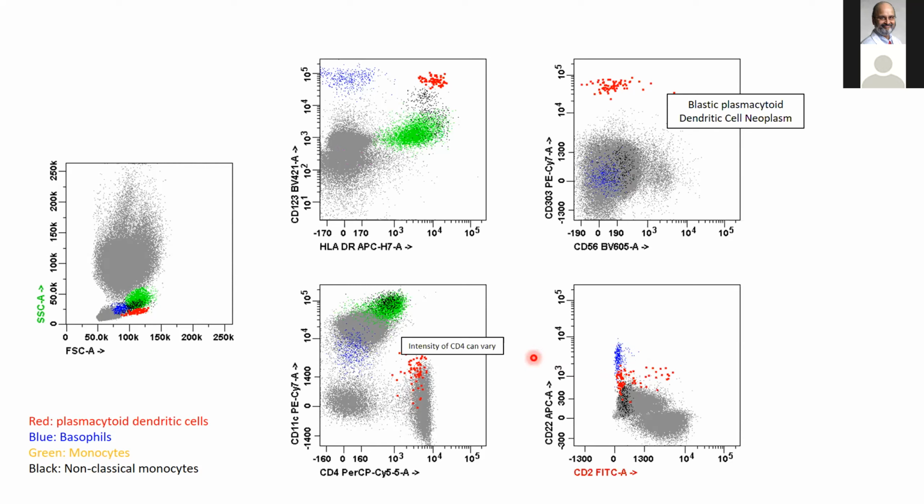Now, if you're looking at this, you might be saying, hey, wait a minute. I know that CD22 is a B-cell associated antigen. I see you've got the basophils painted blue and these plasmacytoid dendritic cells painted red. Where the heck are the B cells? Well, in this case, there just weren't any B cells because the patient had been treated previously with rituximab. If there were B cells, they'd sit up in this region because they'd be brighter. The mature B cells, that is, would be brighter for CD22 than both the basophils and the plasmacytoid dendritic cells.